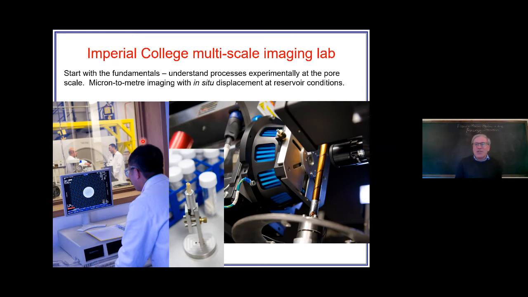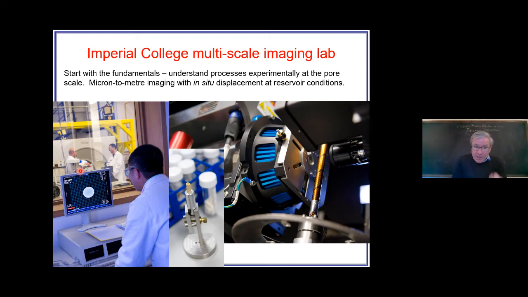So what actually do we do in our laboratories? If you look here at the picture, you might recognize this. This looks like something in a hospital. It is indeed a medical CT scanner. We use X-rays to look inside rocks or other porous materials. And we can do this at the size of a person.